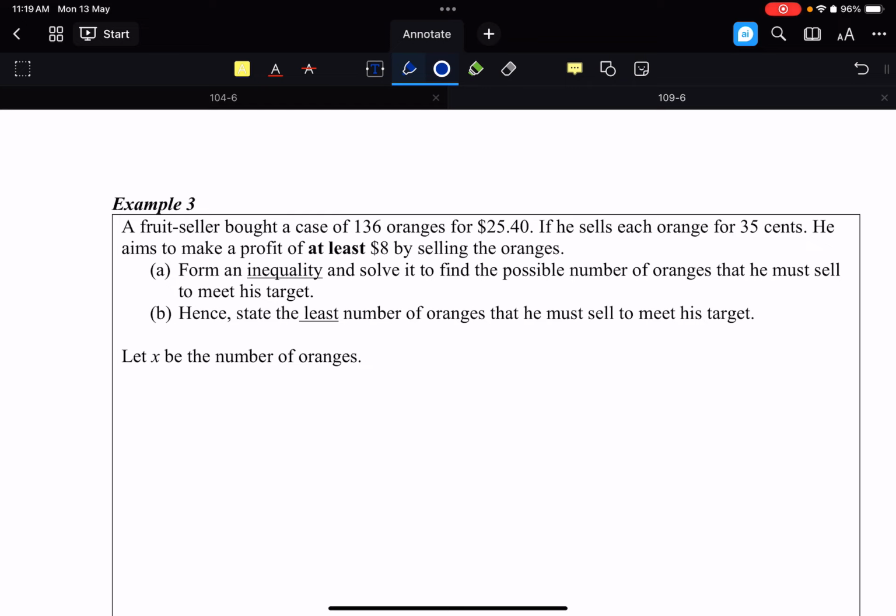Next example, we have a fruit seller who bought a case of 136 oranges for $25.40. If he sells each orange for 35 cents, he aims to make a profit of at least $8. Form an inequality and solve it. So let's go. Part A. X is the number of oranges. Therefore, we have $0.35, which is the same as 35 cents, times the number of oranges, minus the amount that he paid for it, which is 25.40. And that should be more than $8 because this is a profit, right? The profit is the total selling price minus the total cost price.